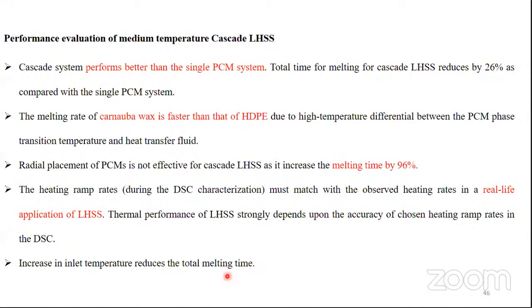Now coming to the performance evaluation of the last part, which is the cascaded type of energy storage system. Now cascaded system of course performs better than the single phase change material. Total time of melting for cascade latent heat energy storage system is reduced by 26% when it is compared with the single phase storage system.